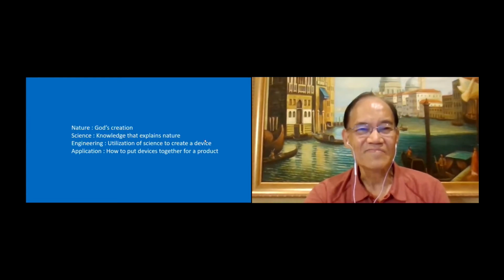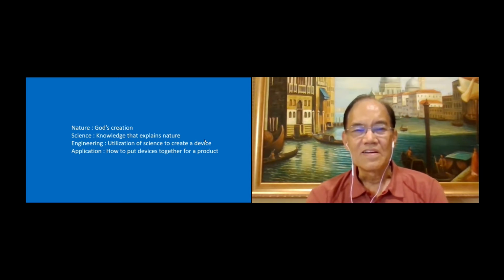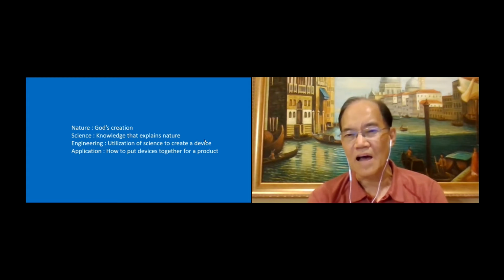Let's go. What is the definition of nature? The definition of nature is God's creation. Okay. Then what's the definition of science? Science is the knowledge that explains nature, or you can say discovery of nature is science. Okay, science, discovery of nature. So what is engineering? Engineering is the utilization of science to create a device.